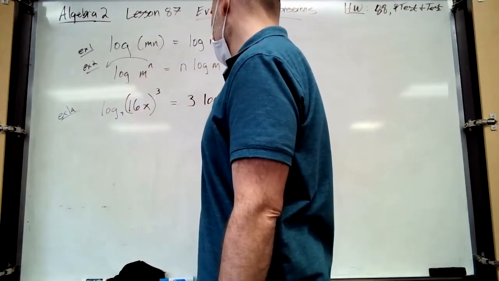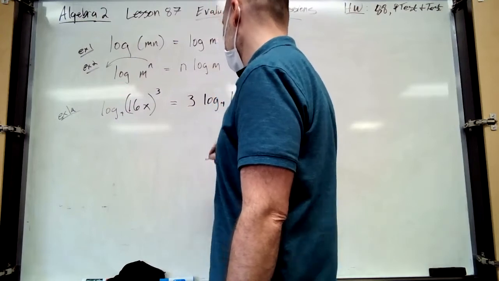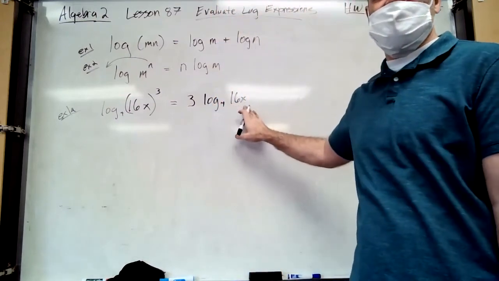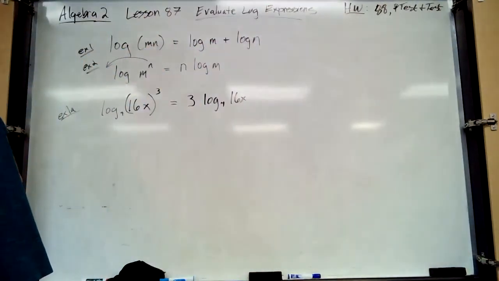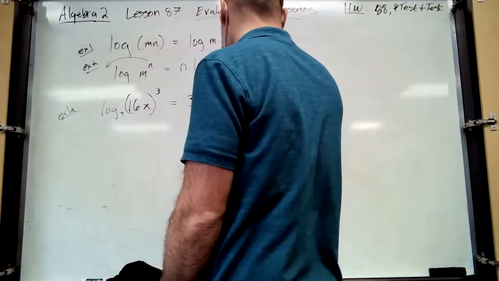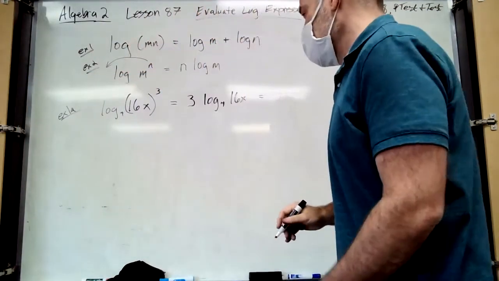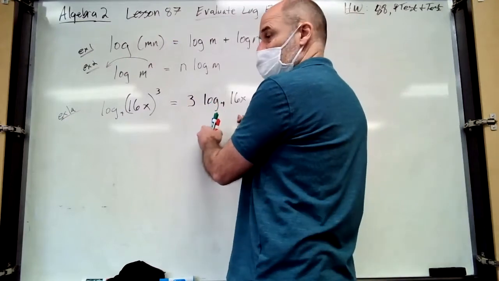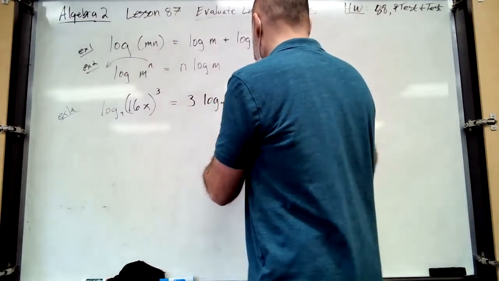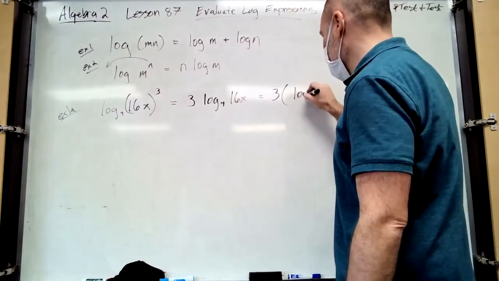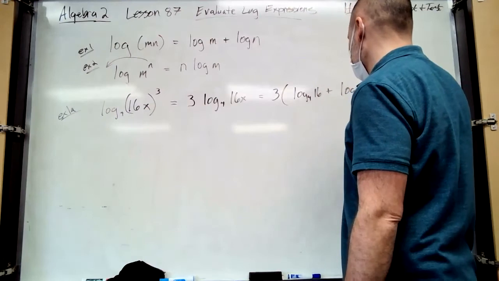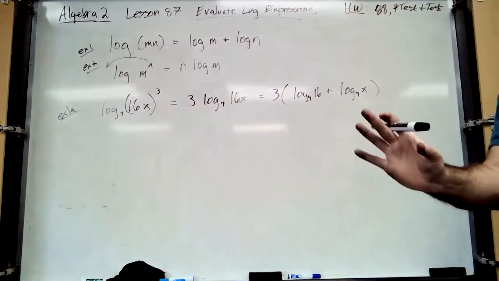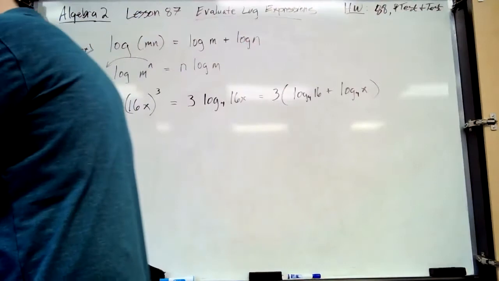So now we got 3 times log base 4 of 16x. Okay, so now what can we do with this 16 times x? Can you go like log 16 plus log x? Yep, that's exactly what you can do. So this is 3 times this whole thing, so we need to put a parenthesis there. So we get 3 times (log base 4 of 16 plus log base 4 of x). Okay, does that feel all right?